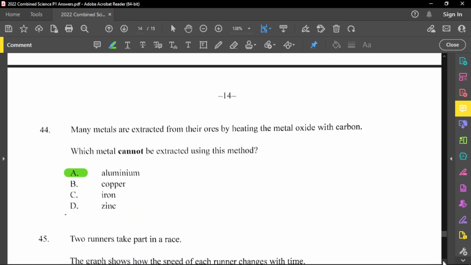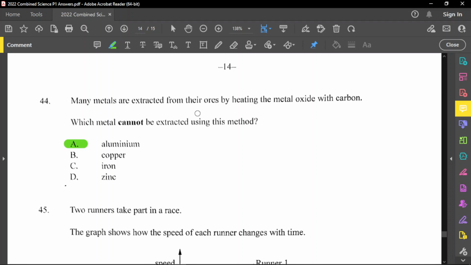All right, 44, it said many metals are extracted from their ores by heating the metal oxide with carbon. It said which metal cannot be extracted using this method?